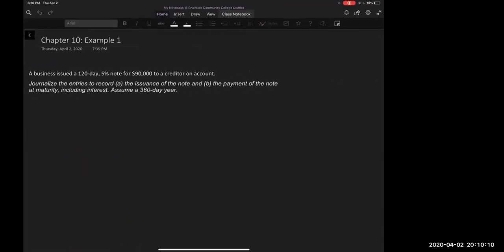All right, so here we are with example number one, and we are tackling this one. It says a business issued a 120-day 5% note for 99,000 to a creditor on account. So first off, you need to ask yourself, what scenario am I doing? Is it scenario number one, where I am buying supplies on account? Is it scenario number two, where I'm doing a swap? I previously had an accounts payable and now I'm promising to pay with interest? Or is it scenario number three, am I borrowing from a bank? Okay, so maybe take a second, go through this and see what your answer is.